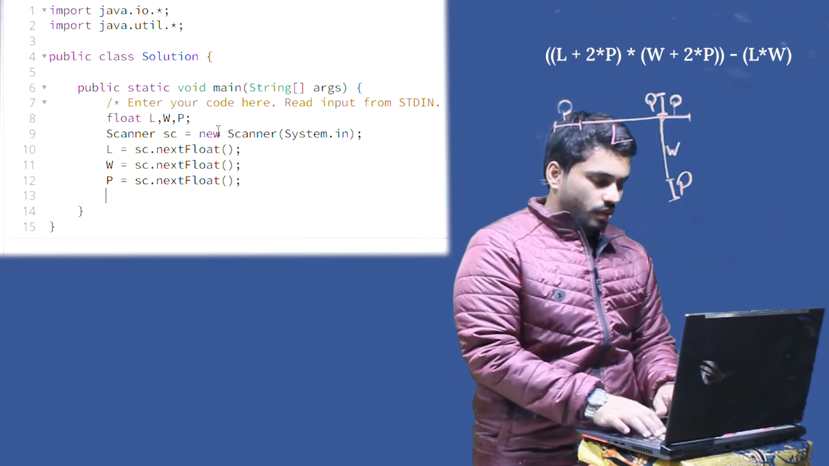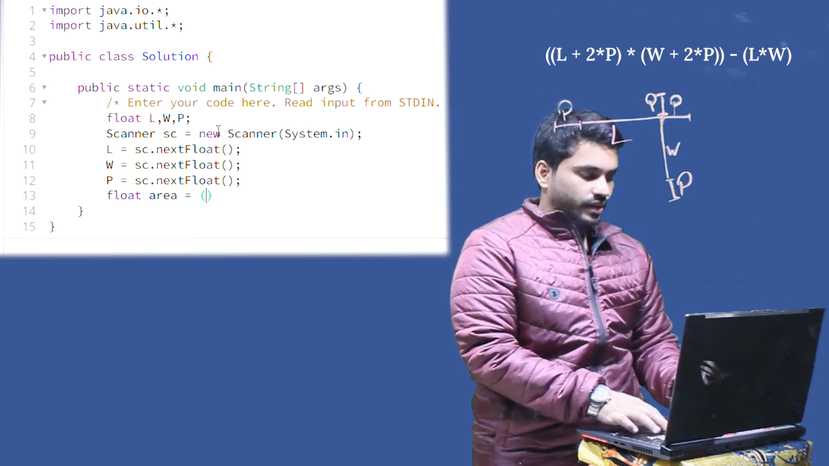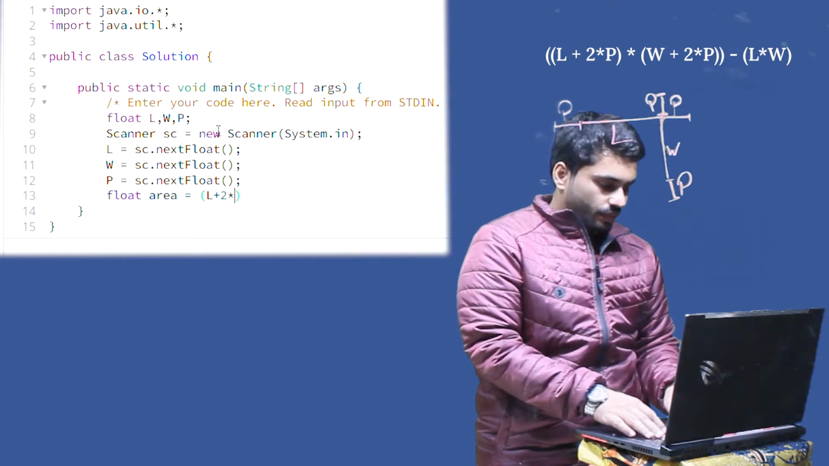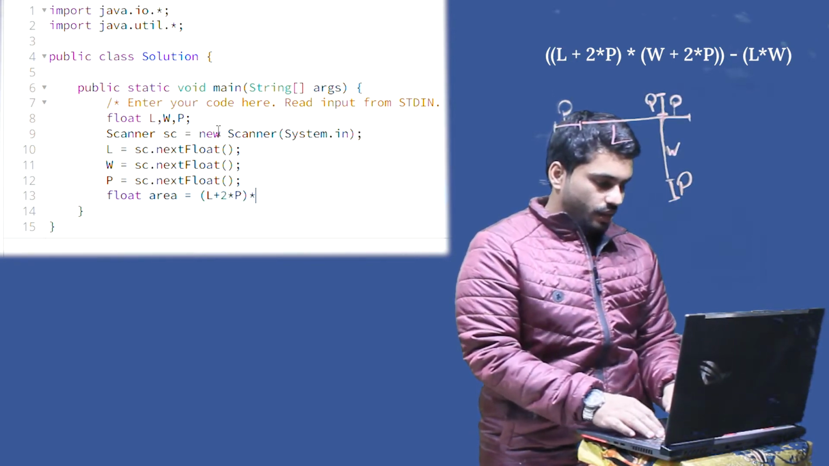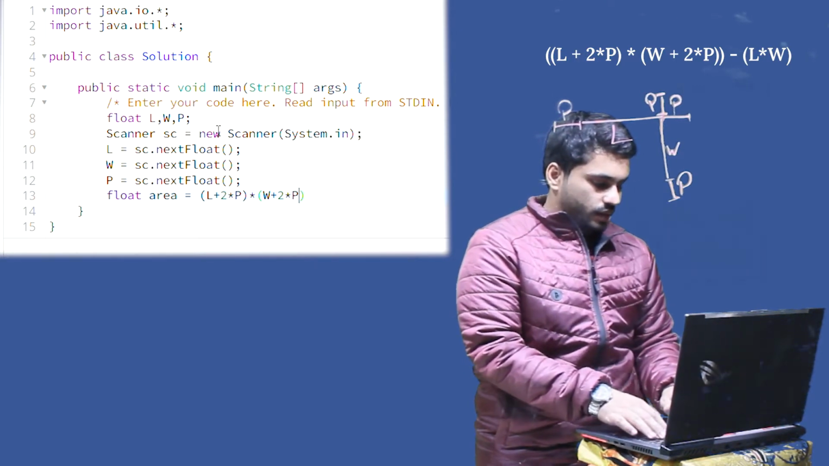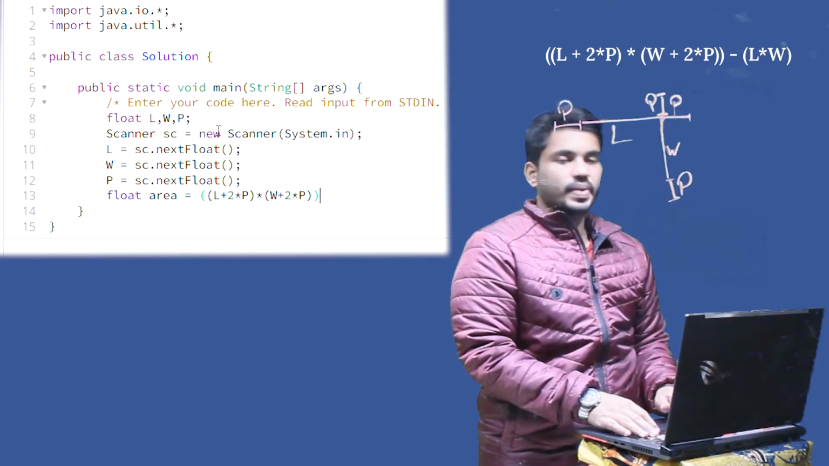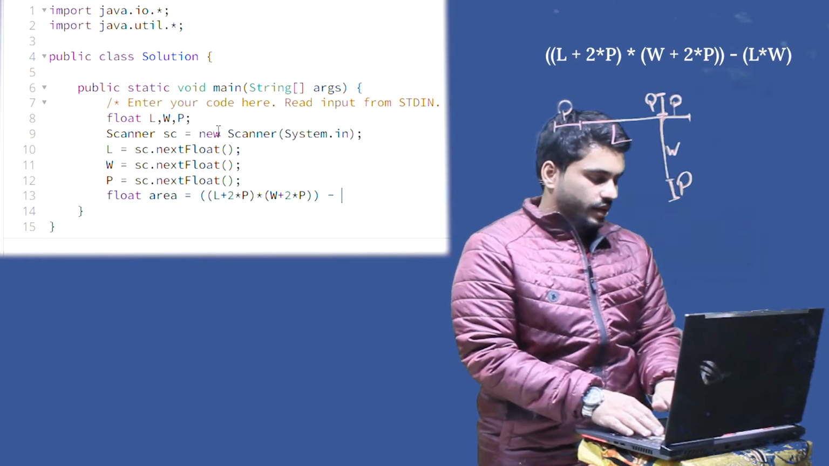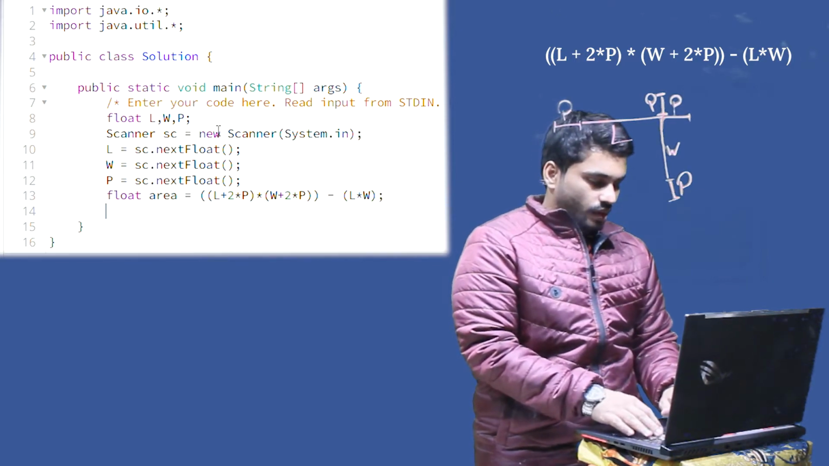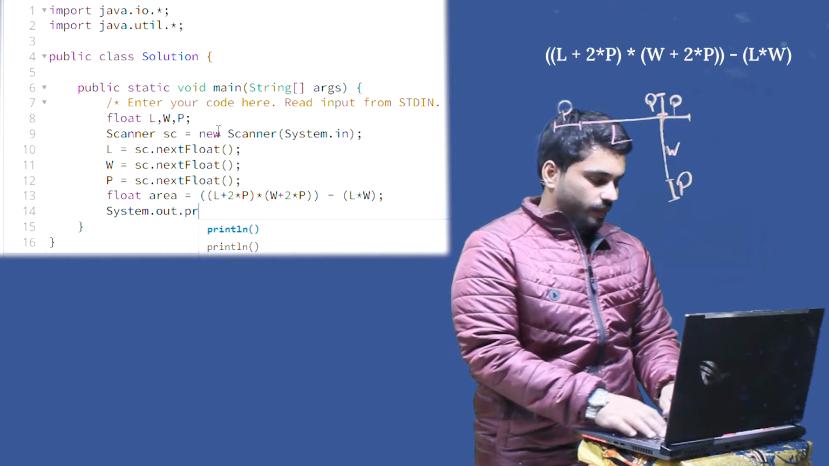Now we'll take a float variable to store the area of the path. We'll feed it with the formula that we have created. So it's (L + 2P) multiplied by (W + 2P). We'll put the area of the larger rectangle into brackets. Now we'll just subtract the area of the smaller rectangle from it, that is L into W. Now we'll print the answer on the screen using the System.out.print command.